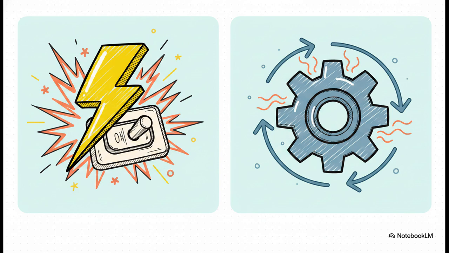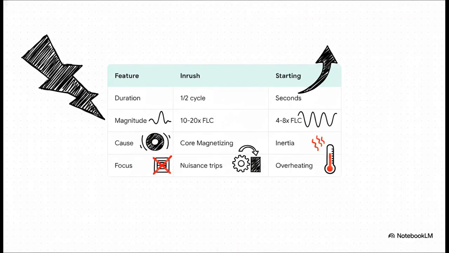So here's the crucial takeaway of this explainer. We've got to clarify a major misconception. The terms inrush current and starting current get thrown around interchangeably all the time by lay people and sometimes even by technicians who should know better. But as we just saw in that timeline, they are entirely different phases of the startup process. They are governed by completely different physical principles, and they cause completely different types of headaches for an electrical system. Let's break down the data to see exactly how different they are.